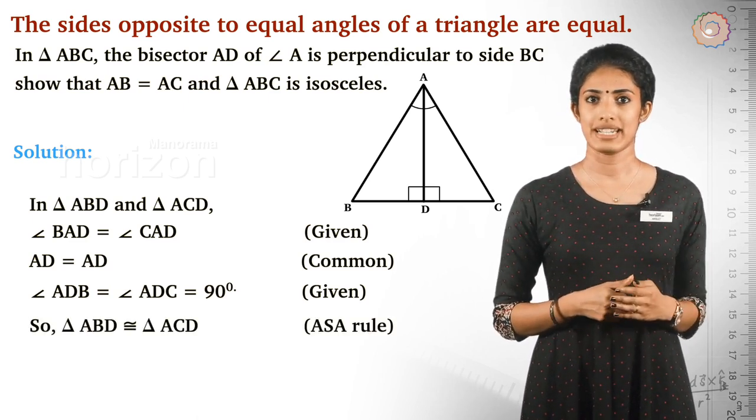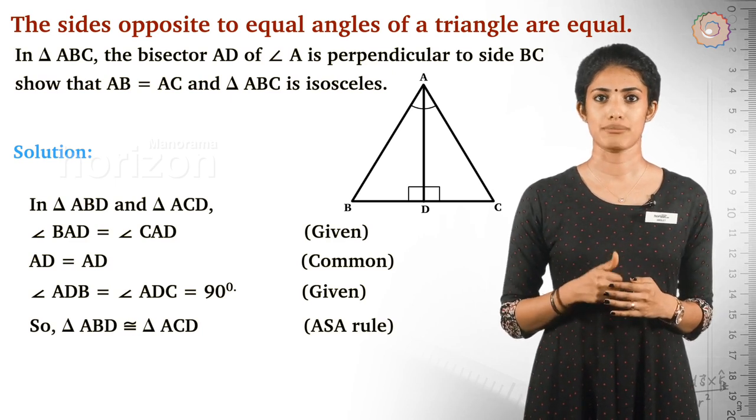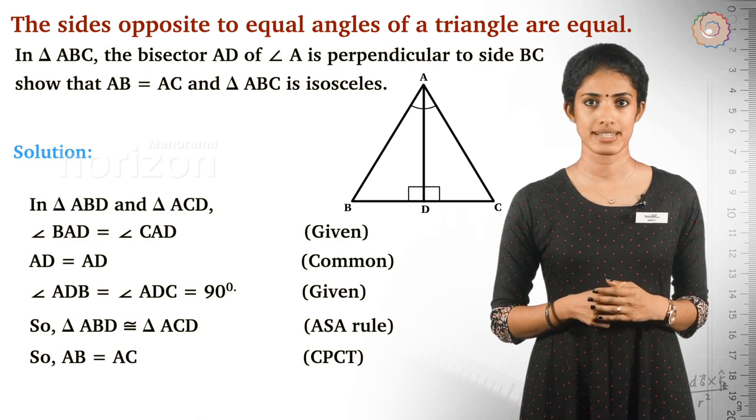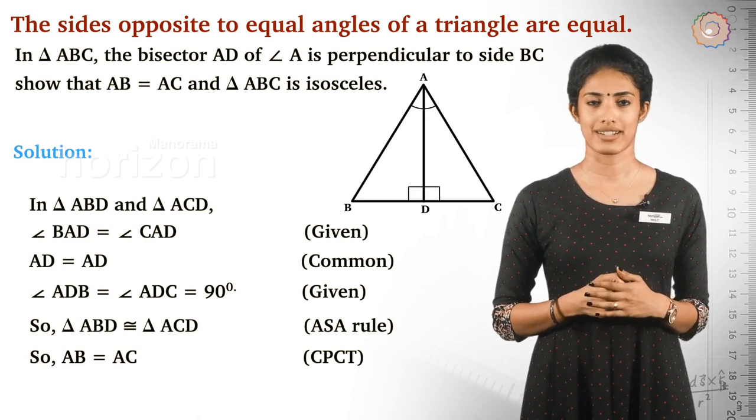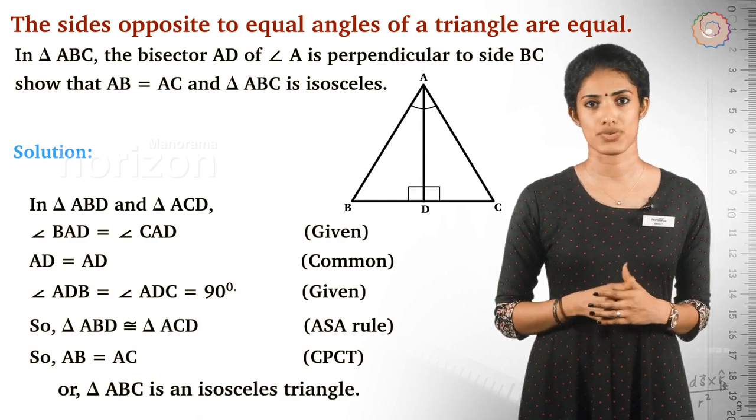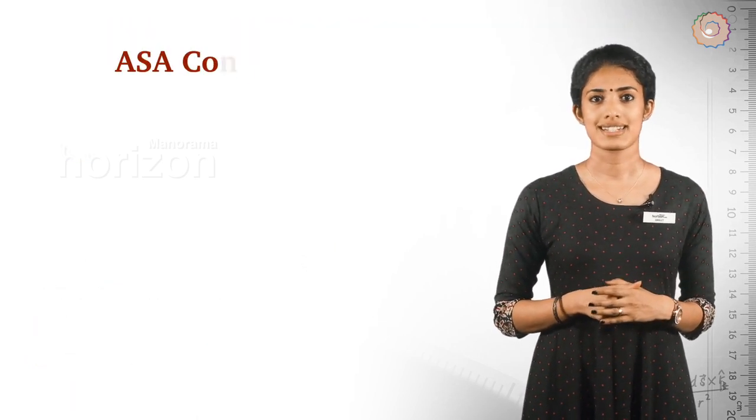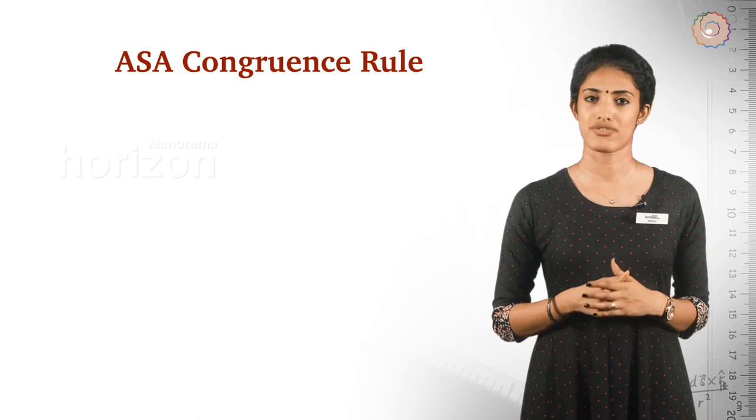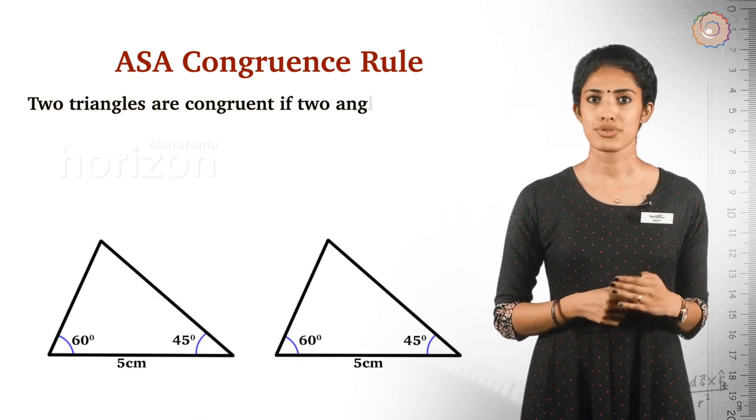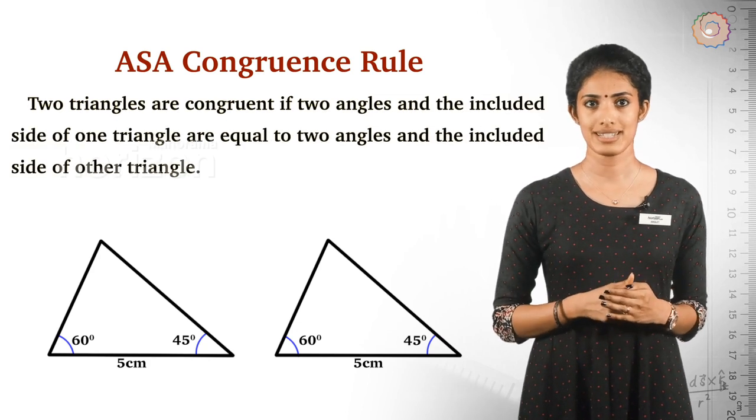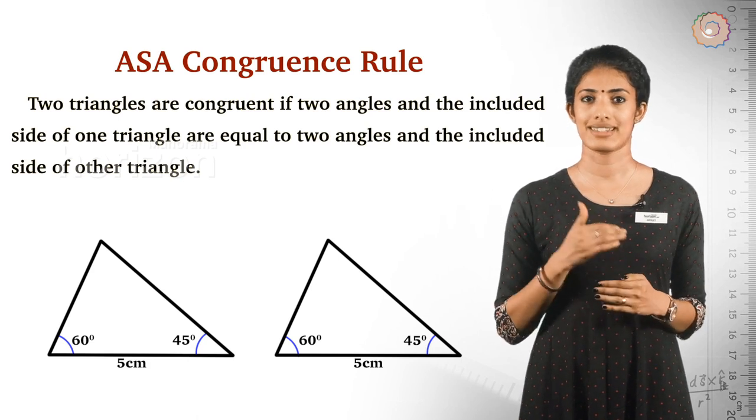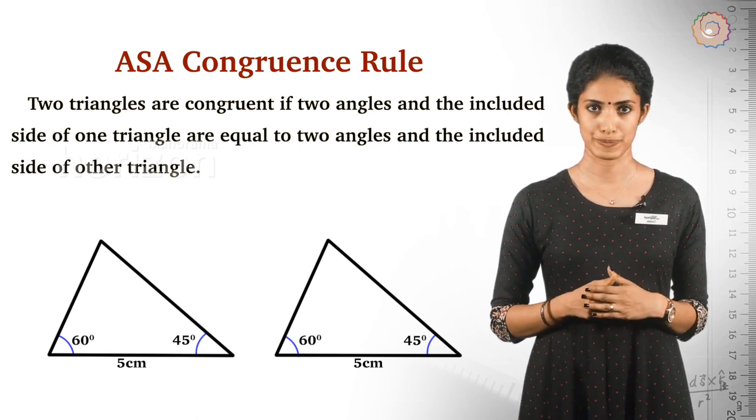So, triangle ABD is congruent to triangle ACD by ASA rule. And AB is equal to AC because corresponding parts of congruent triangles are equal. So triangle ABC is an isosceles triangle. Let's discuss another criterion for the congruence of triangles, the ASA congruence rule, which states that two triangles are congruent if two angles and the included side of one triangle are equal to two angles and the included side of the other triangle.